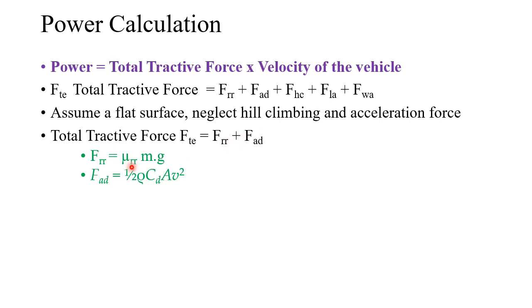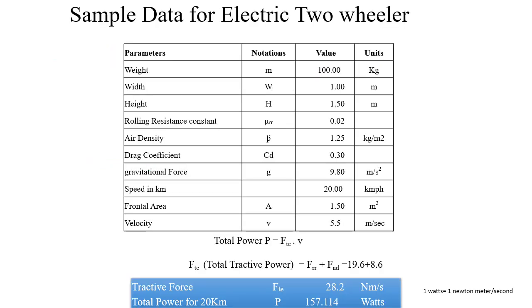Okay, so these are the two formulas for calculating the rolling resistance force and aerodynamic force. When you calculate these two, then we have to multiply by the velocity of the vehicle. If you want to design a vehicle which runs at 20 km per hour, then you have to multiply accordingly, right?